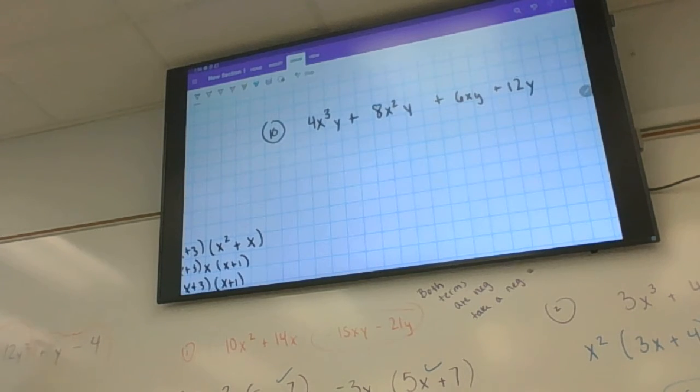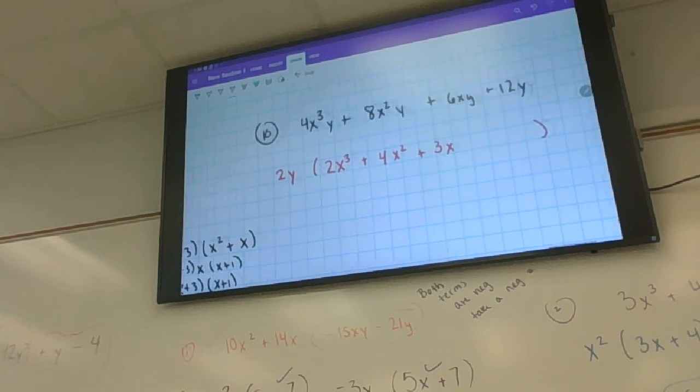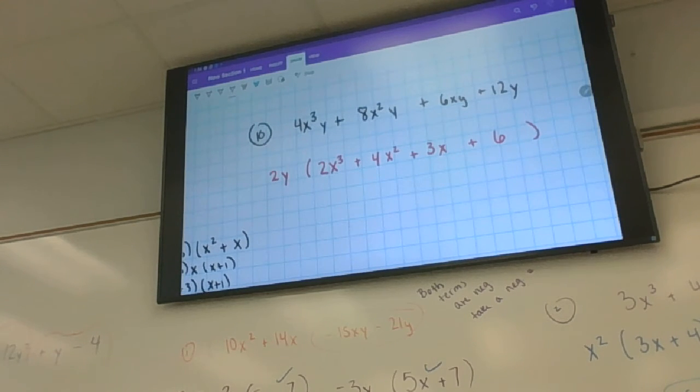Divide everything by 2. Madeline, what do I get if I take a 2y out? What will be the result? Come on, you know how to do 4 divided by 2. And what will be left? X to the 3rd. And then 8 divided by 2 is 4. 6 divided by 2. Just dividing everything by 2. And then I'll group in here.